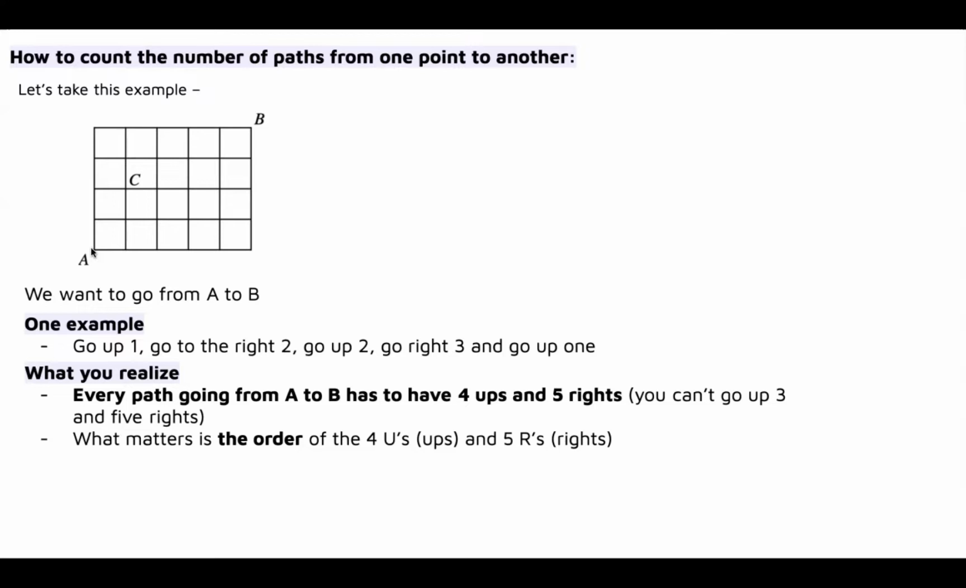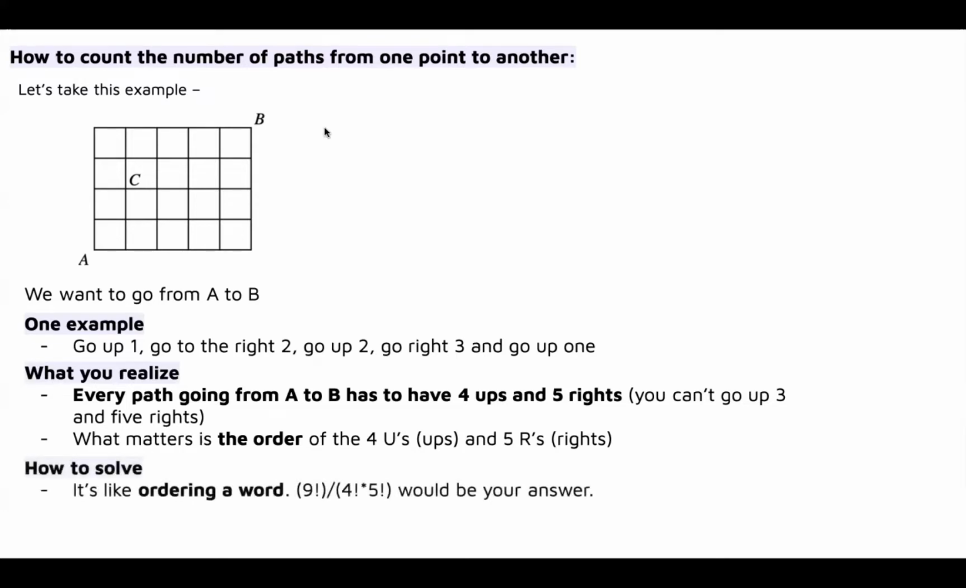You can't go 3 ups and then just go 5 rights. For example, if you try that, go 3 up, 5 right, you still have to go up 1 more to get to B. So after a while you realize, oh, it has to be 4 ups and 5 rights. At the end of the day, what matters is the order of these 4 ups and these 5 rights.